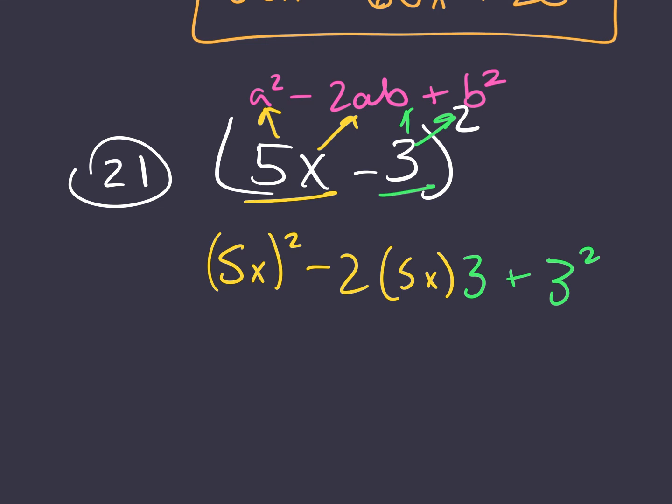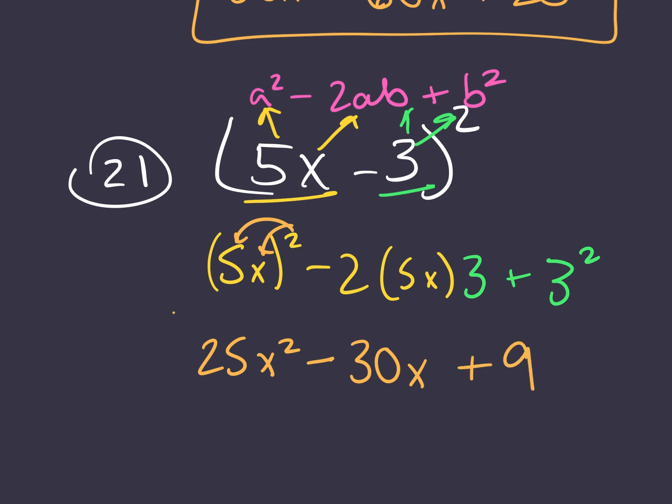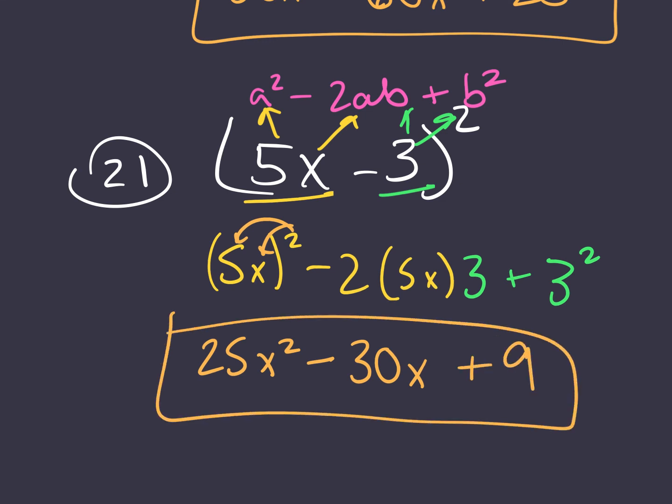So what's 5x squared? 25x squared. What's 2 times 5x times 3? 30x, awesome. And then 3 squared? 9. So 25x squared minus 30x plus 9.